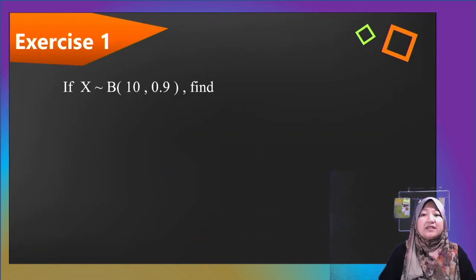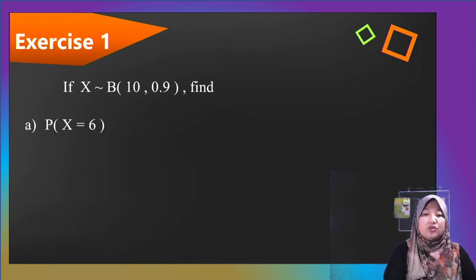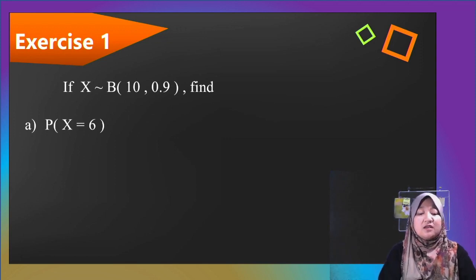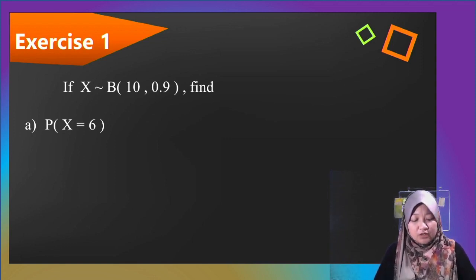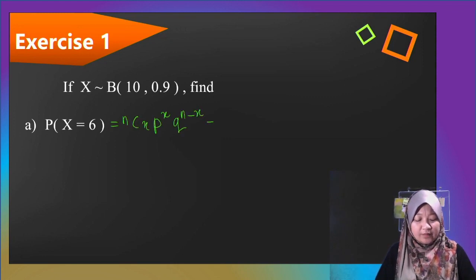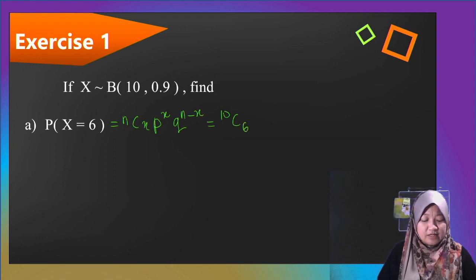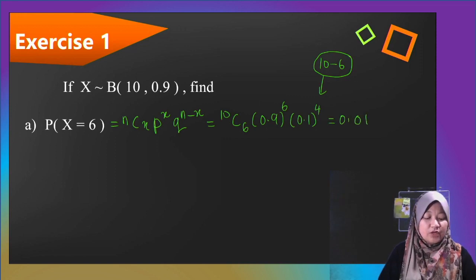Okay, look for first exercise 1. We have x distribute binomial, n is 10, p is 0.9. Okay, find probability x equal to 6. So kita dah belajar, kita dah dikenalkan dengan formula. So kita boleh cari probability x equal to 6 by using formula. So the formula is ncx, p power of x, q power of n minus x. So n here is 10, x is 6, p is 0.9, power of 6, q is 0.1, power of 4. Now 4 is 10 minus 6. Okay, and calculate. We have 0.01116.